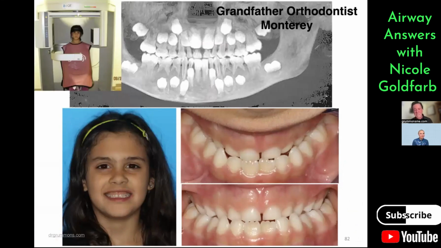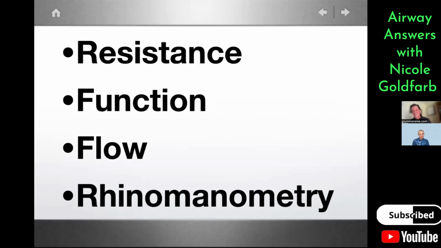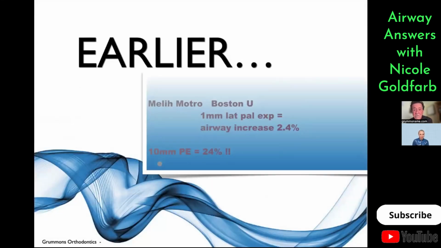All right, let's take this young girl. Dad's an orthodontist in Monterey, so they flew in. And grandpa, excuse me, not dad. Grandpa flew the kid in because the kid had a lot of airway issues and they were not getting help. And so they flew in, and a lot of nasal resistance problems, function flow problems, rhinometry. Rhinometry was being done there, which really helped. So we knew some things.